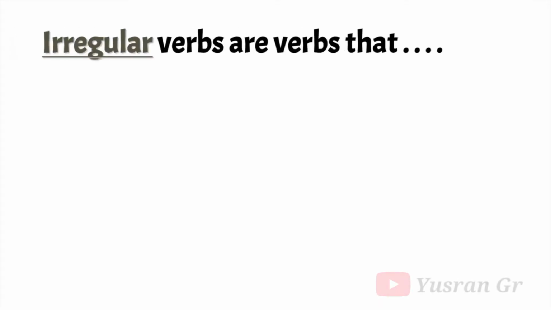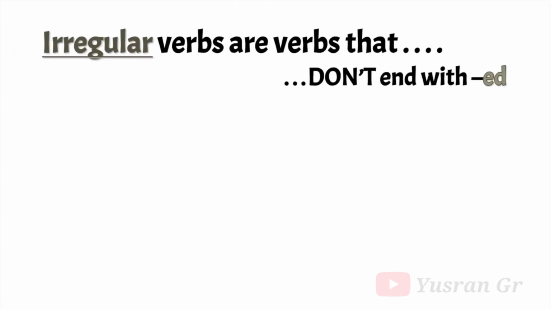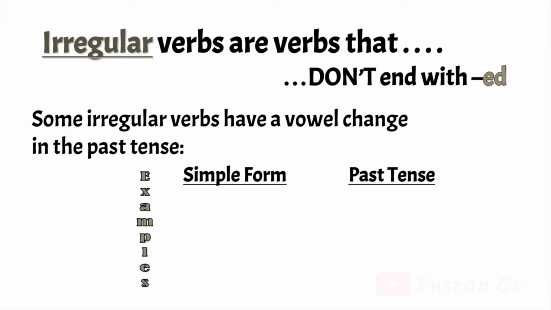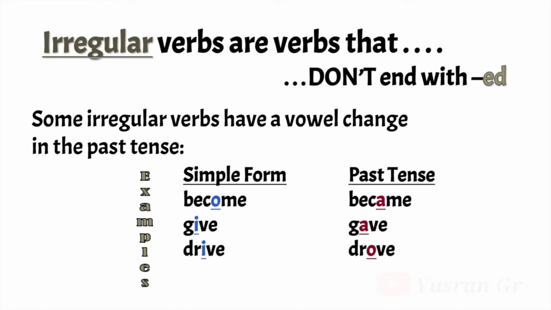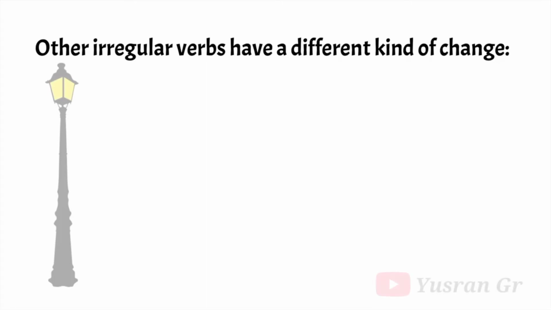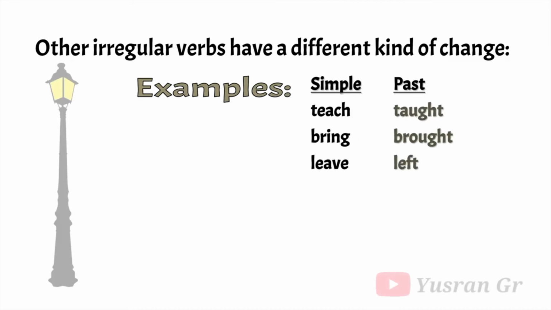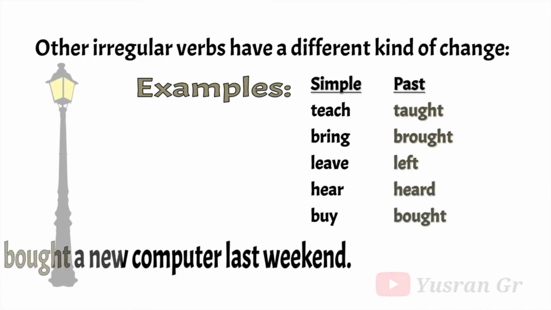So irregular verbs are verbs that don't end with ed. Some irregular verbs have a vowel change in the past tense. For example, become, became, give, gave, drive, drove, forget, forgot. Other irregular verbs have a different kind of change. Examples: teach, taught, bring, brought, leave, left, hear, heard, buy, bought.